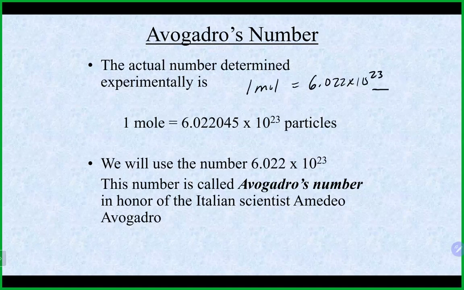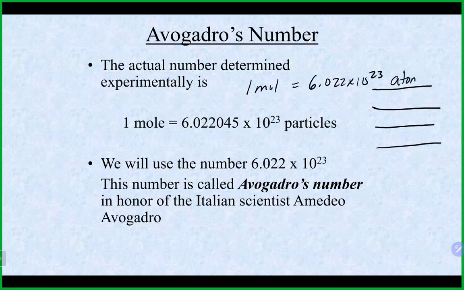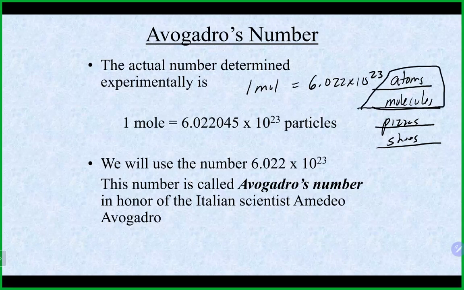Now, when we talk about the units associated with Avogadro's number, they do change. They could be particles, they could be atoms, they could be molecules. They could be pizzas, right? They could be shoes, whatever it may be. Although you might get the occasional pizza question, I would imagine that in most cases, the two most common units used with Avogadro's number are atoms and molecules. And we use it differently depending on what we're using it with.